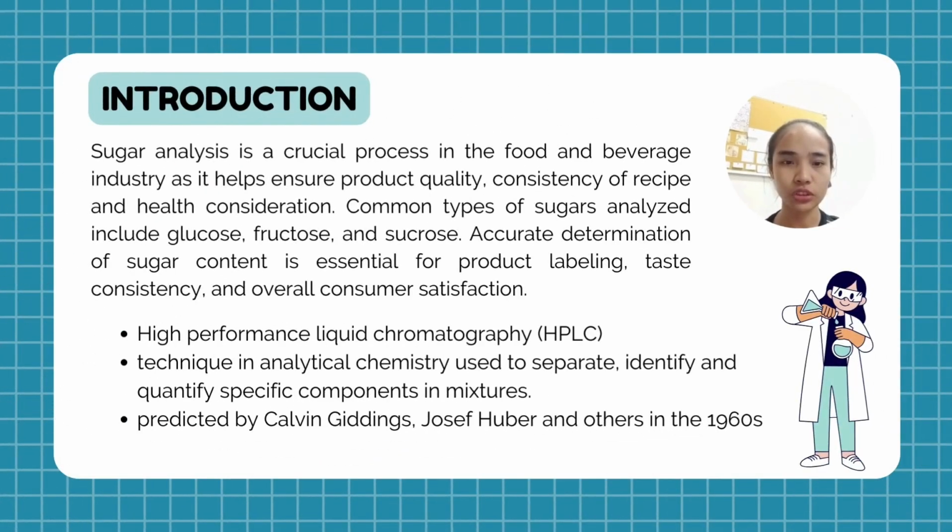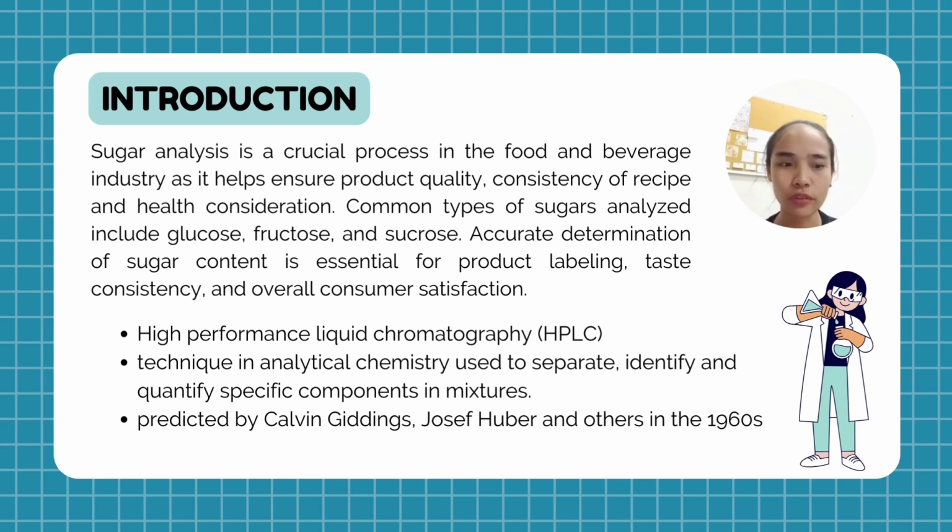Sugar analysis is a crucial process in the food and beverage industry as it helps ensure product quality, consistency of recipe, and health consideration. The common types of sugar analyzed include glucose, fructose, and sucrose. An accurate determination of sugar content is essential for product labeling, taste consistency, and overall customer satisfaction.